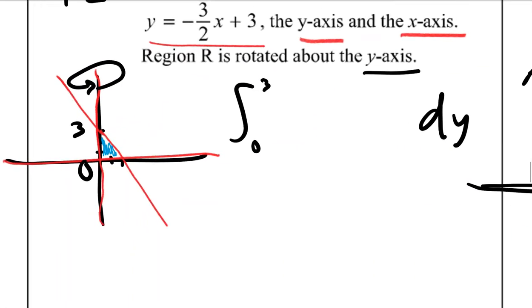I know it's going to be an infinite amount of circles. Notice how there's no gap between the area and the y-axis. So this is just a disk problem. It's not a washer problem. No gap in area means no gap in volume. So no big R and small r, just one R.